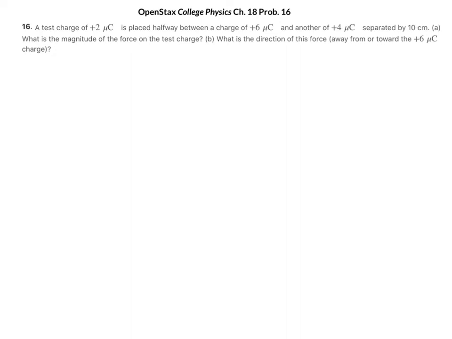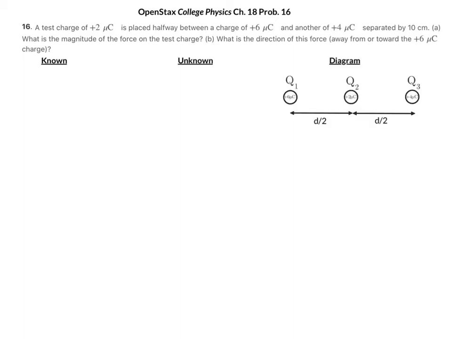Let's look at OpenStax College Physics, Chapter 18, Problem 16. A test charge of plus 2 microcoulombs is placed halfway between a charge of plus 6 microcoulombs and another of plus 4 microcoulombs, separated by 10 centimeters. A. What is the magnitude of the force on the test charge? And B. What is the direction of this force, away from or toward the plus 6 microcoulomb charge?